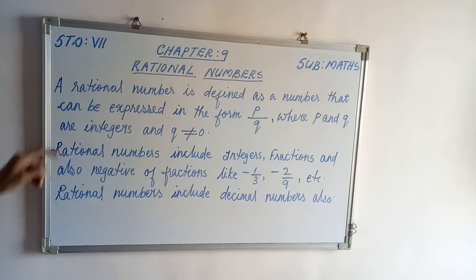A rational number is defined as a number that can be expressed in the form p upon q, where p and q are integers and q is not equal to 0. That means any number that can be expressed in the form of p upon q, with a numerator and denominator, but the denominator is never equal to 0.